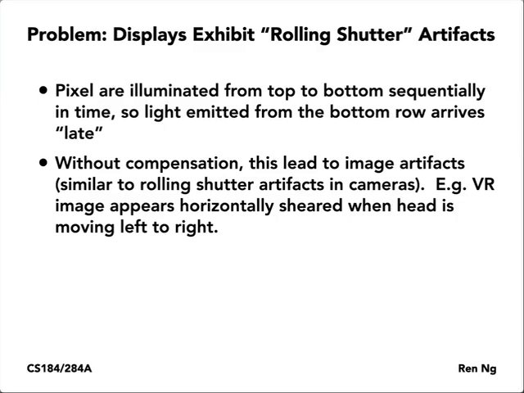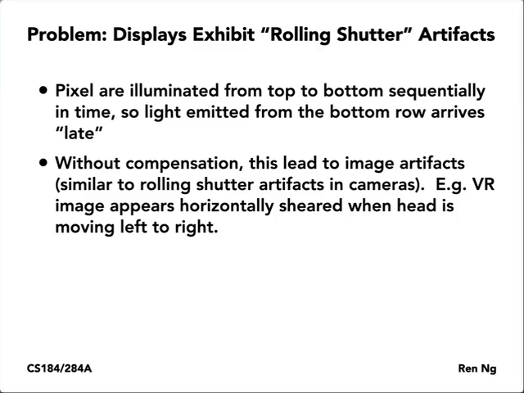For example, there's a whole range of them depending on the eye motion. But for example, a VR image may appear horizontally sheared. We've seen examples of that in rolling shutter. It's almost like you took a photo and then you knocked it over to one side. It may perceptually appear like that in VR if the head is moving, for example, from left to right.